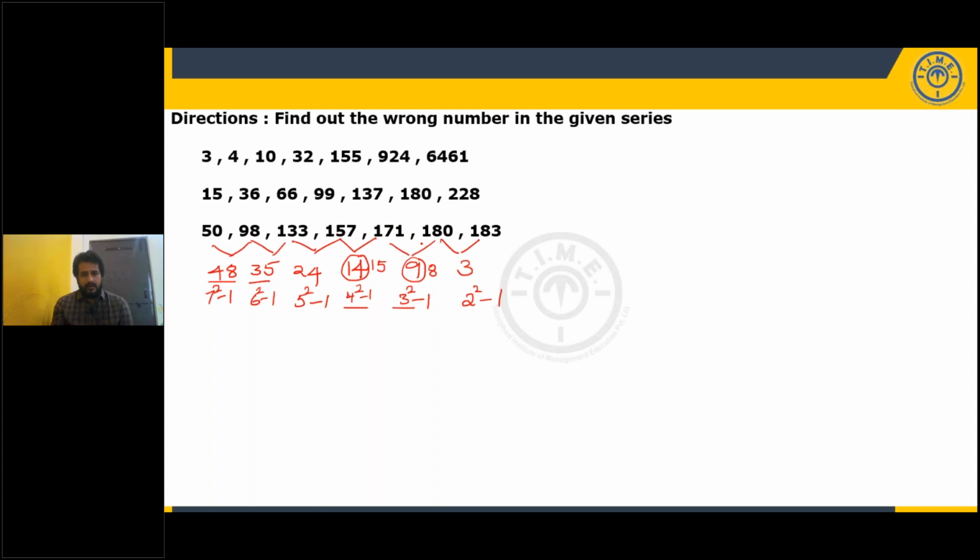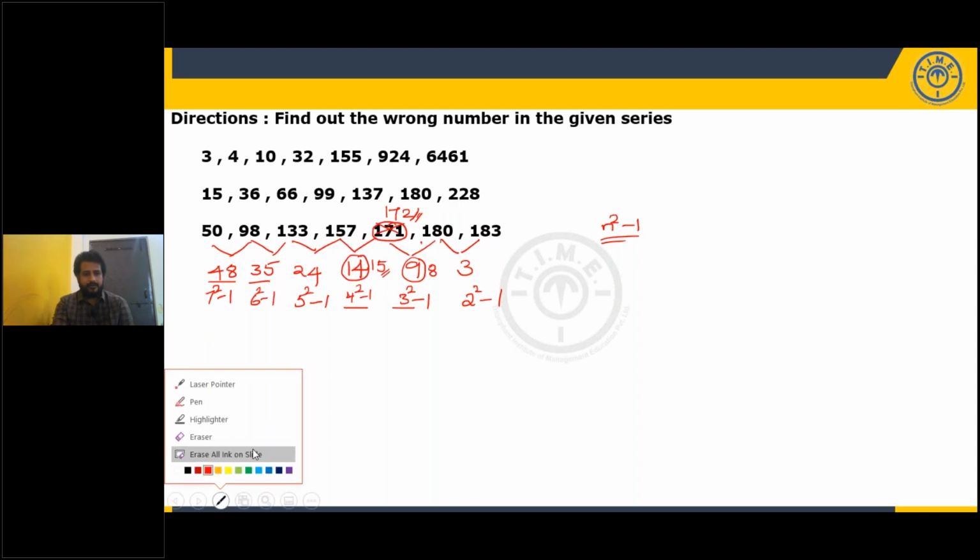Now, to get 180, it should not be 171, it should be 172. 172 plus 8, 180. Fine. 157, and the new logic is 15. 157 plus 15, 172. Perfectly matching. So the wrong number in the series is 171, and the correct number is 172. And the logic is n square minus 1.